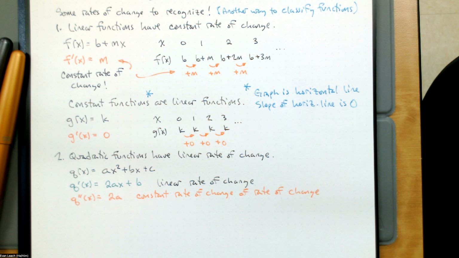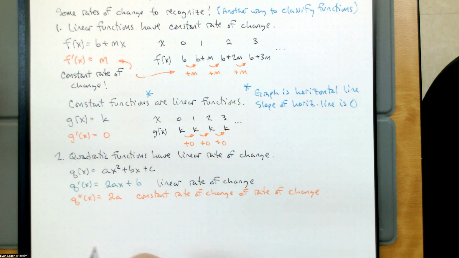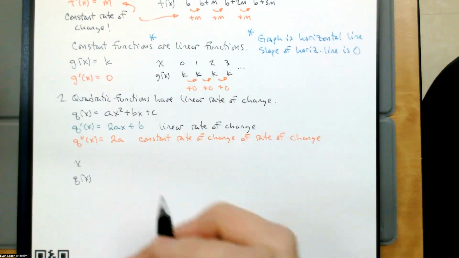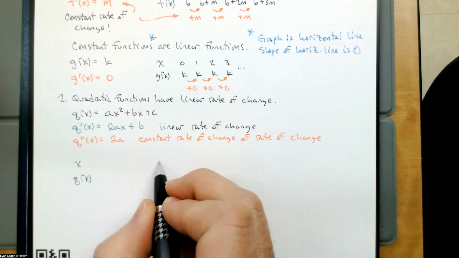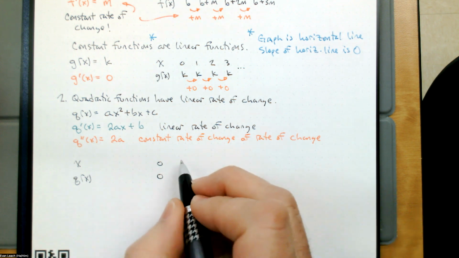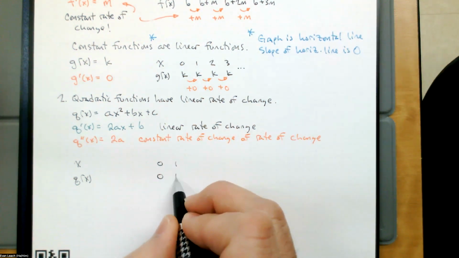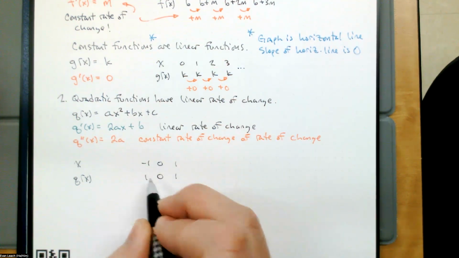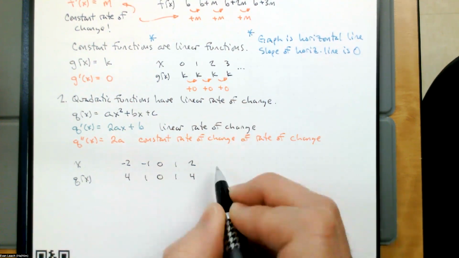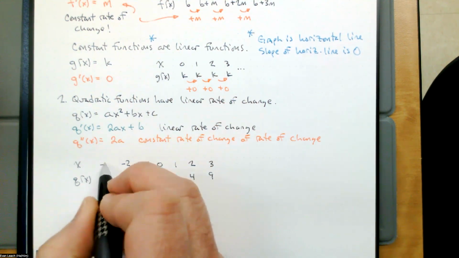We can see this show up in a table of values when we see a linear rate of change. I'm going to pick the easiest quadratic function. I'm just going to use q of x equals x squared. We know that q of x equals x squared will have a vertex at 0, 0. And then we can use the symmetry. If x is 1, g of x is 1. G of negative 1 is also 1. G of 2 is 4. G of negative 2 also 4. G of 3 is 9. G of negative 3 is 9.